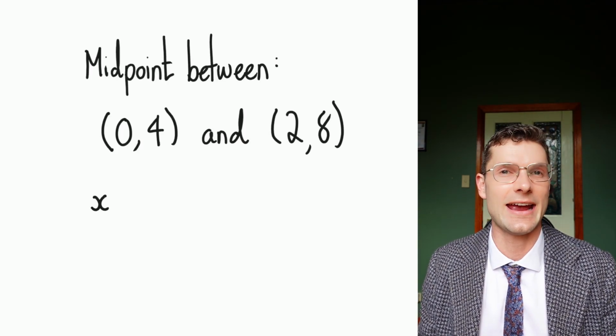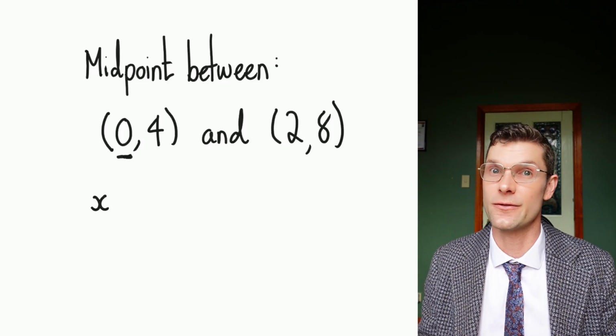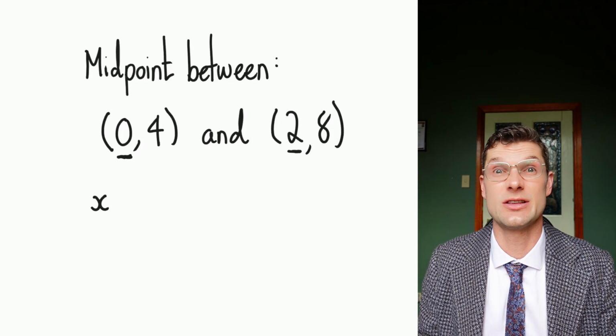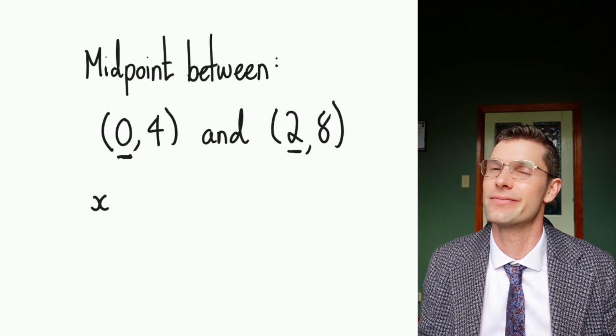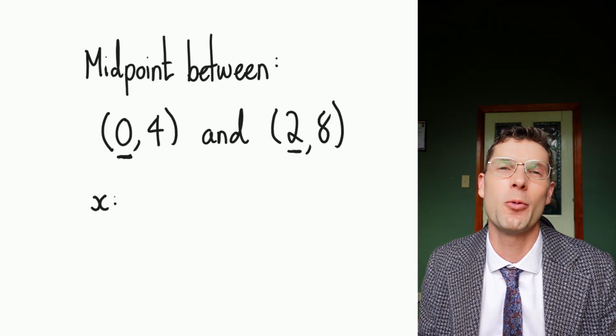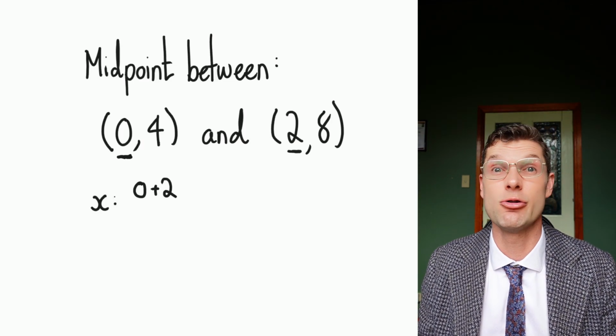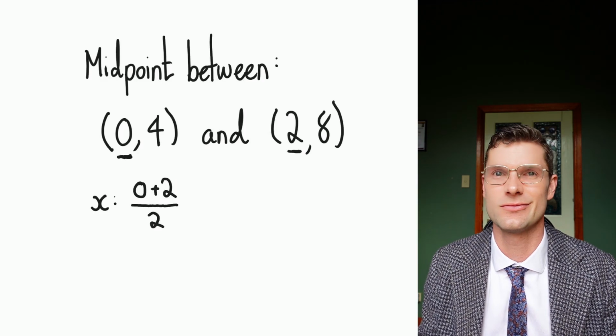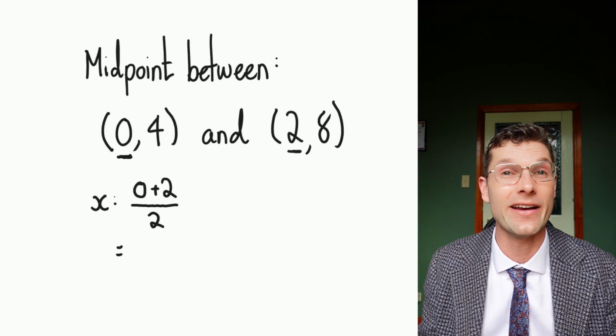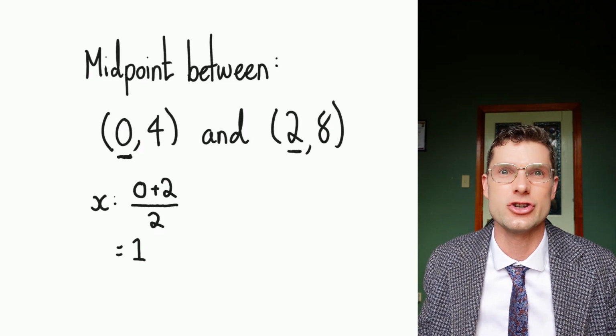So we're going to work out the x numbers first. X is the front number every single time. So what's the mid number between 0 and 2? I reckon you can work this out, but we will just see it in the formula. 0 plus 2 divided by 2. 2 divided by 2 is just equal to 1. That is the midpoint. What a shocker.